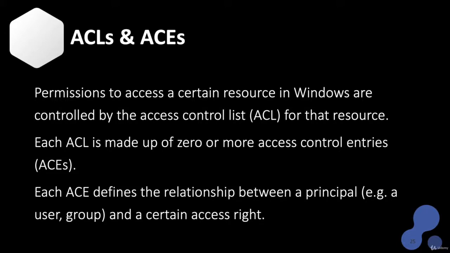Permissions to access a certain resource in Windows are controlled by the access control list, the ACL, for that resource. Each ACL is made up of 0 or more access control entries, known as ACEs. Each ACE defines the relationship between a principal, i.e. a user or a group, and a certain access right.